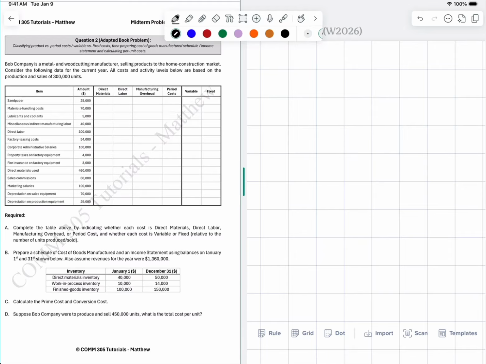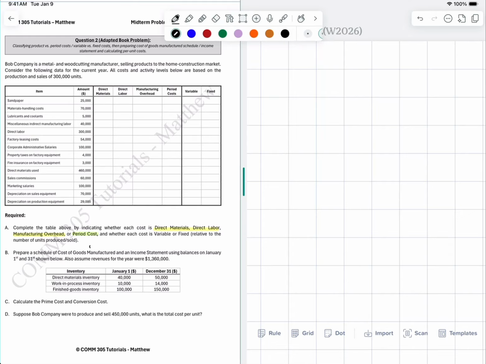For the required, complete the table above by indicating whether each cost is DM, DL, overhead, or period. So guys, that's why I have this line here, that divider. That's basically what I was about to explain earlier. So look at this here. First, we have to say if the cost is DM, DL, or overhead. So basically, we have to see if it's a product cost or if it's a period cost. And then once we're done filling this in, whether it's product or period, because this side basically says product versus period. Another important part of the chapter, guys, is to determine if the cost is variable or fixed. That's why I have this thick line over here, because we first determine product or period, and then we have to see if it's variable or fixed. Okay, so that's the first thing.